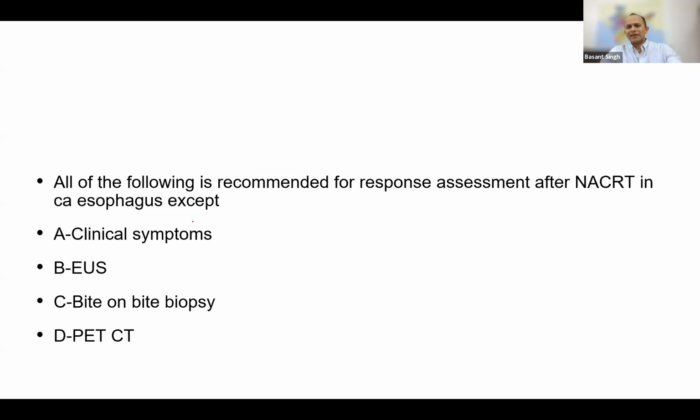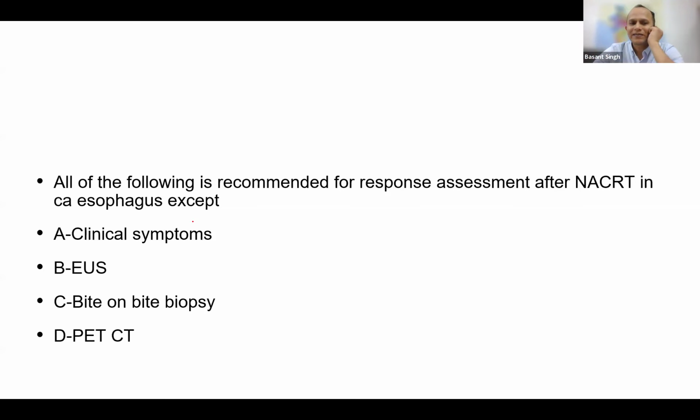So this is a new thing that they have added in your new Shackelford, response assessment after chemoradiotherapy in CA esophagus. What is bite on bite biopsy? Answer: it's not endoscopic ultrasound, because we know that after radiation there's a lot of fibrosis and EUS is not very good at picking up fibrosis. PET CT is, if you ask me, the investigation of choice to detect your response.